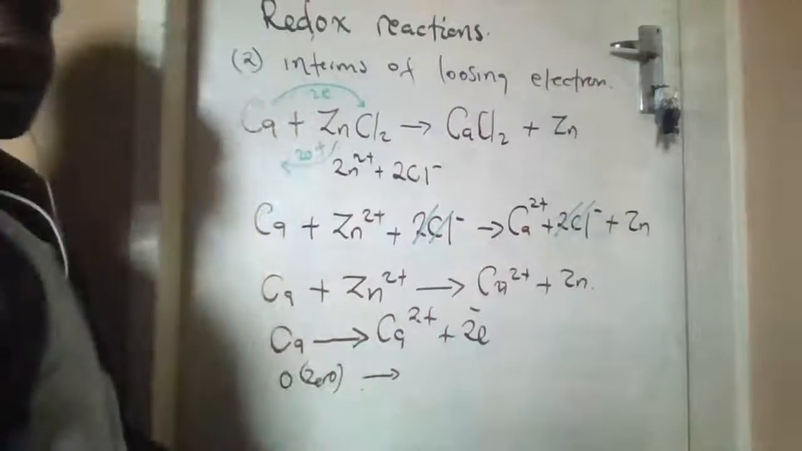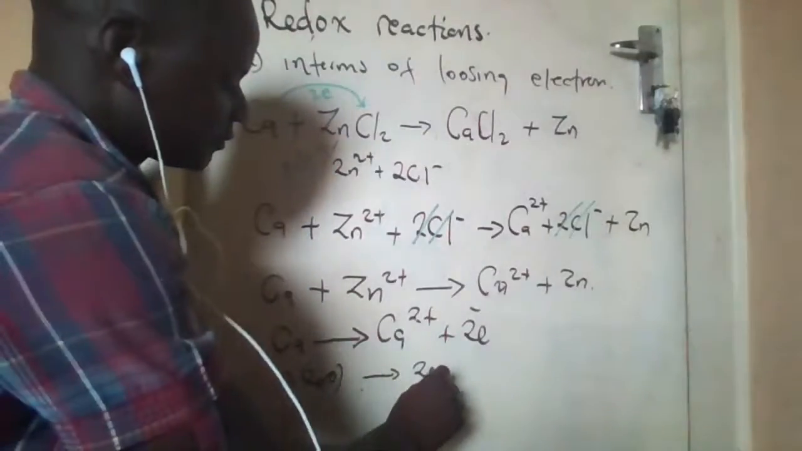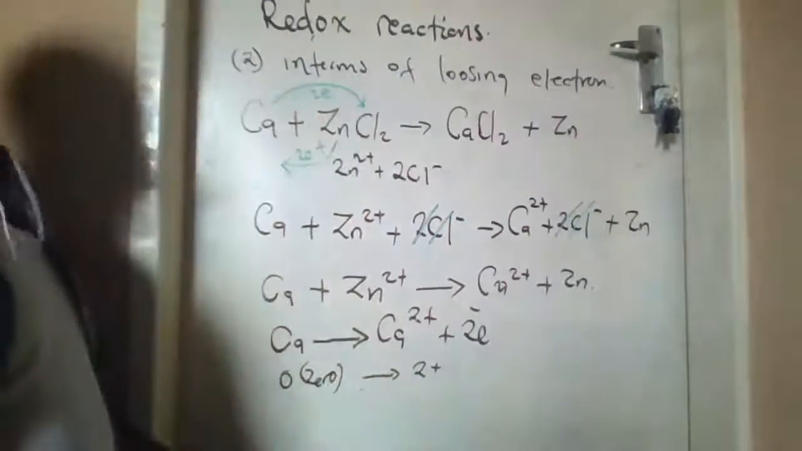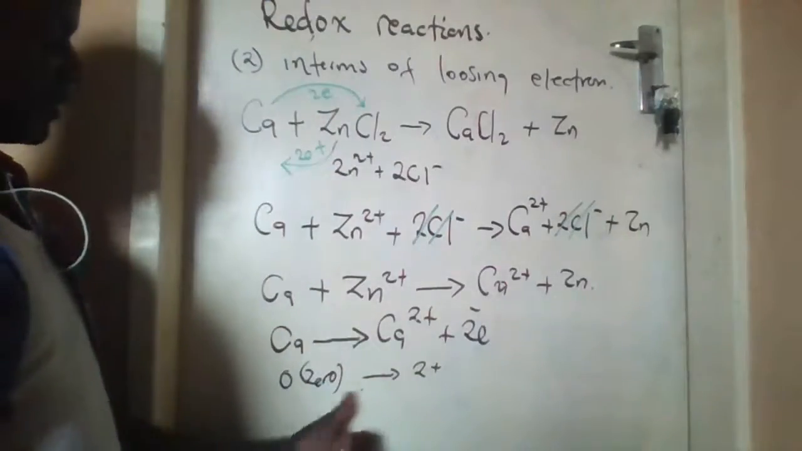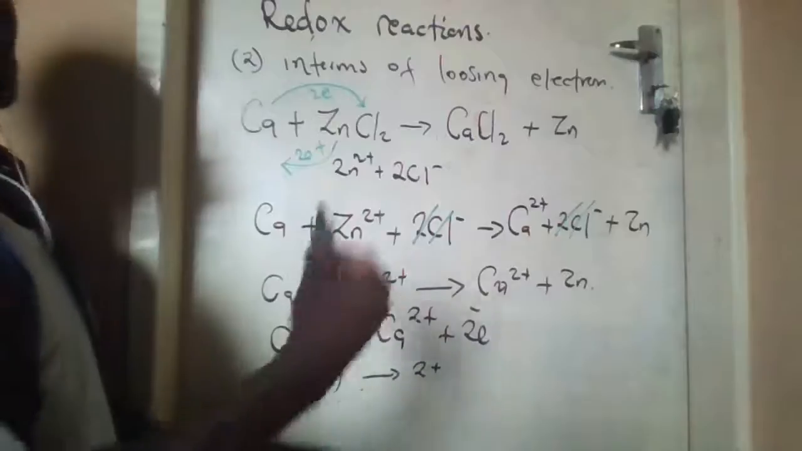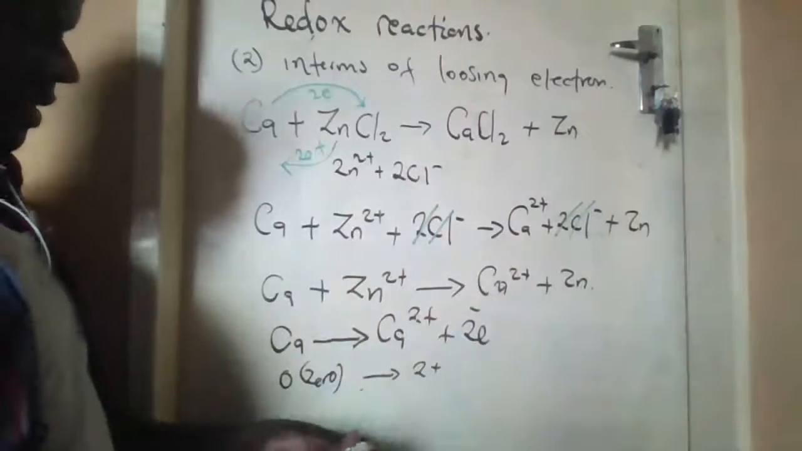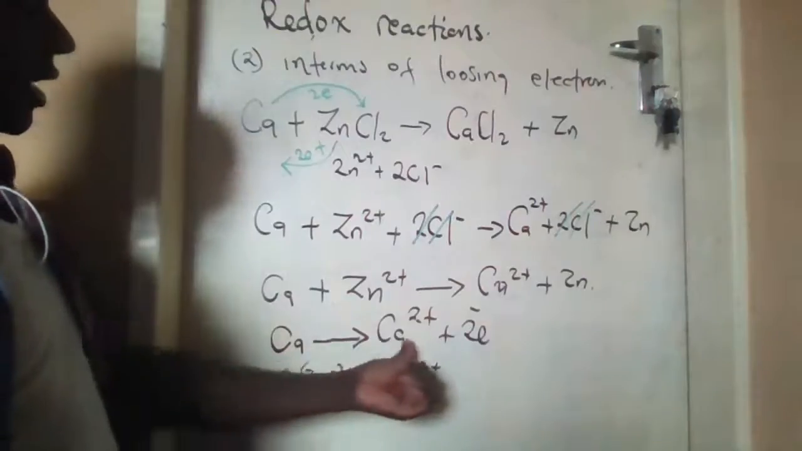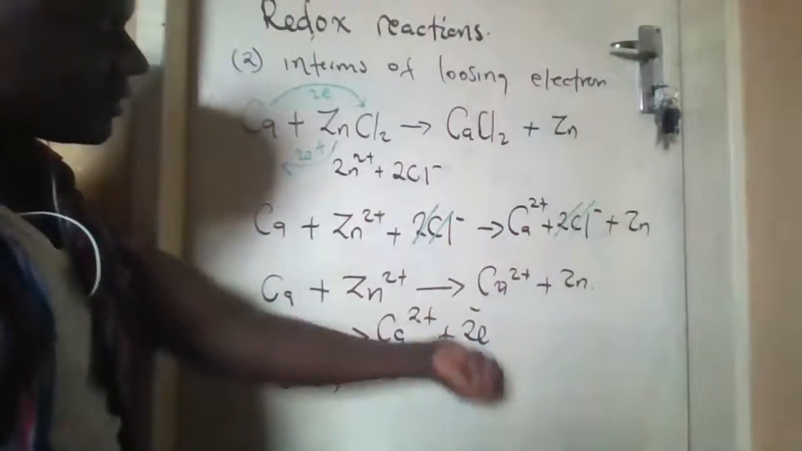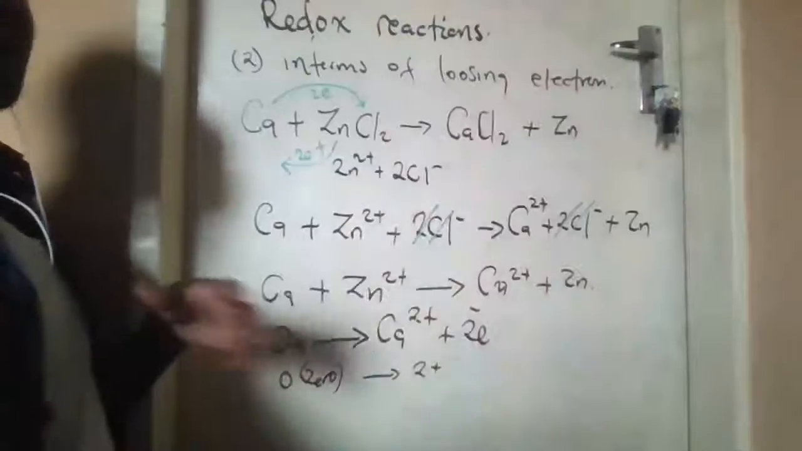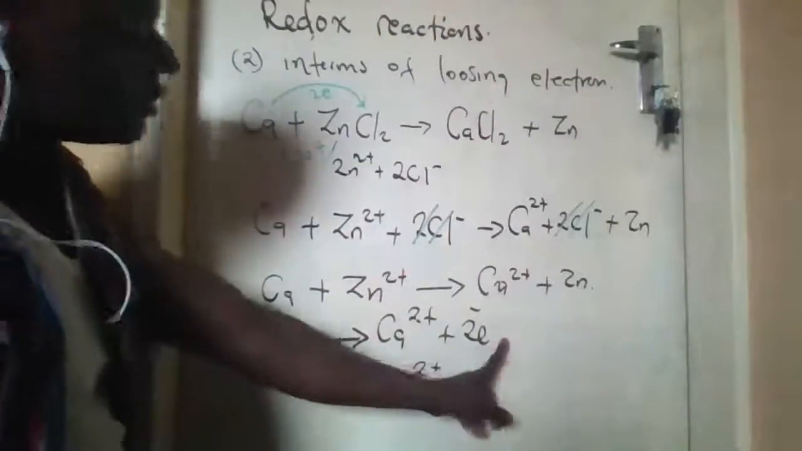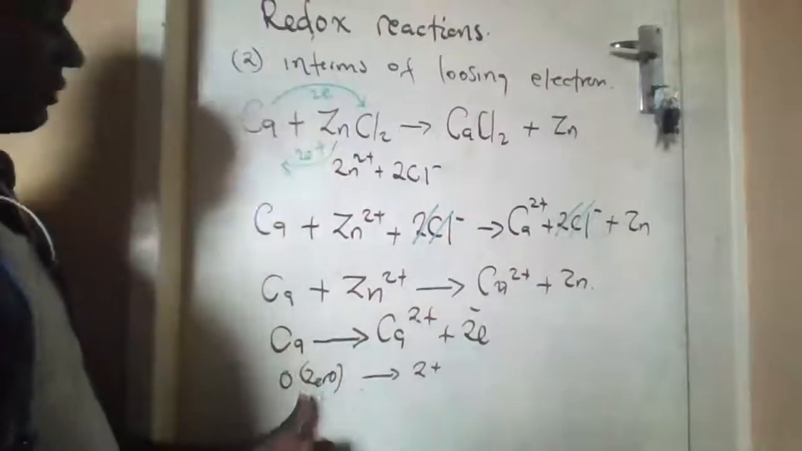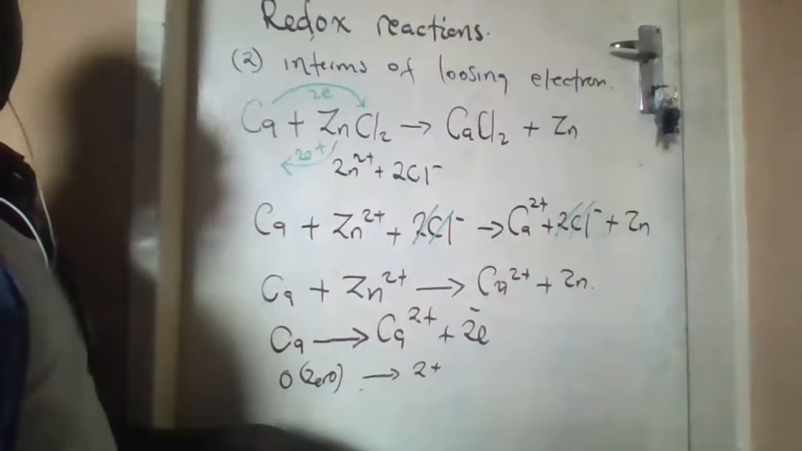What about here? 2 plus. So the oxidation state is 2. Because of that, from 0 to 2, there is an increase in the oxidation state. That's the first way. The other way is because here the copper is neutral, copper plus 2 electrons, it has lost 2 electrons. It has been oxidized. One, in terms of losing electrons, or in terms of the increase in oxidation state.